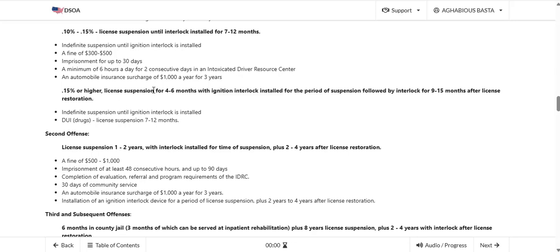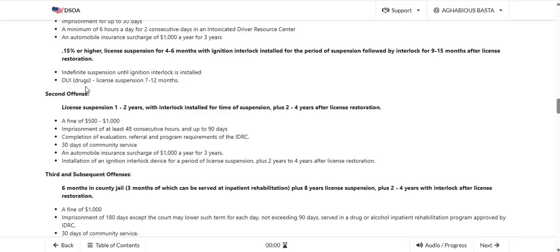0.15% or higher: license suspension for 4 to 6 months with ignition interlock installed for the period of suspension, followed by interlock for 9 to 15 months after license restoration. Indefinite suspension until ignition interlock is installed. DUI, drugs: license suspension 7 to 12 months.